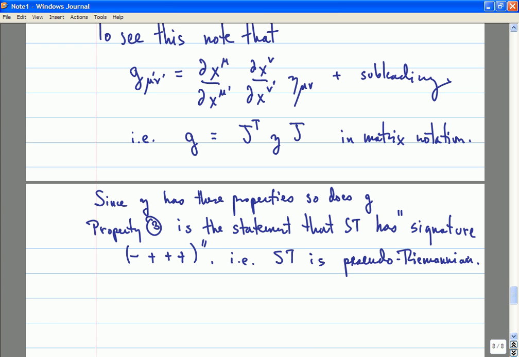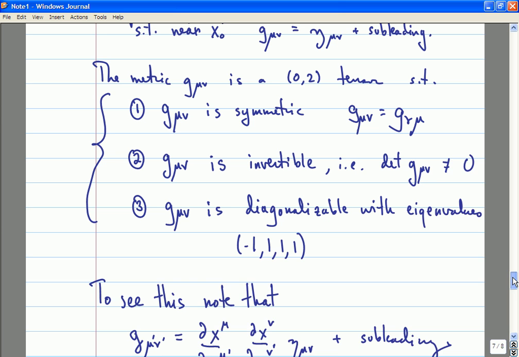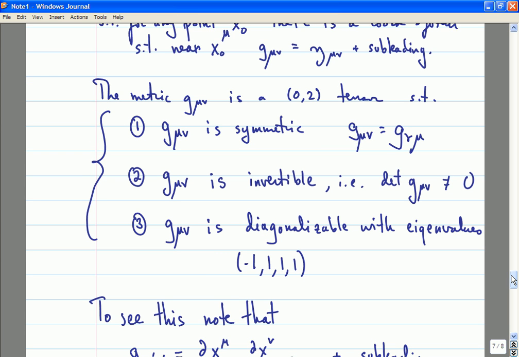The eigenvalues, well, yes. Let's put it this way. I can find a coordinate system where the eigenvalues are minus 1, 1, 1, and 1. I could always choose another coordinate system where I rescale all my coordinates by a factor of 2. In that case, the eigenvalues would be a half, a half, a half, minus a half. The determinant is changed by a factor of 16. So yes.